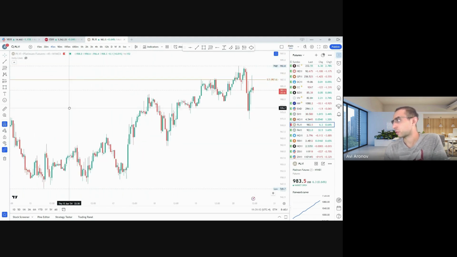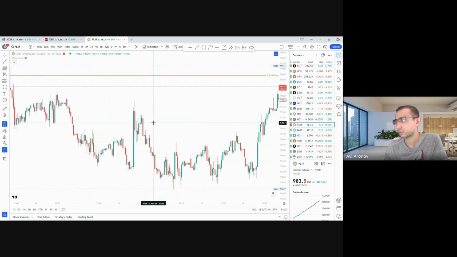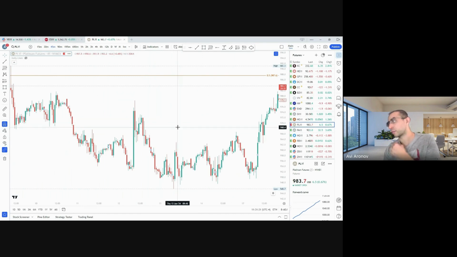So what are we looking at? We are looking for a zone in this area. You can see this one actually played out very well at the high 1 to 3, and then dropped, touched the zone again, and dropped massively. And then what happened here? It touched and rejected and worked out very well.